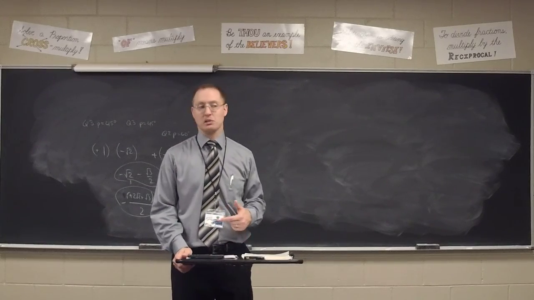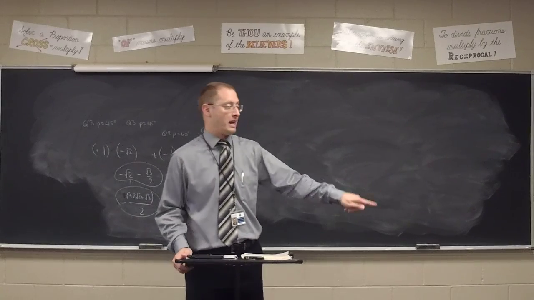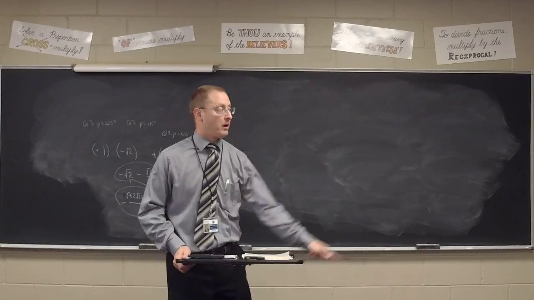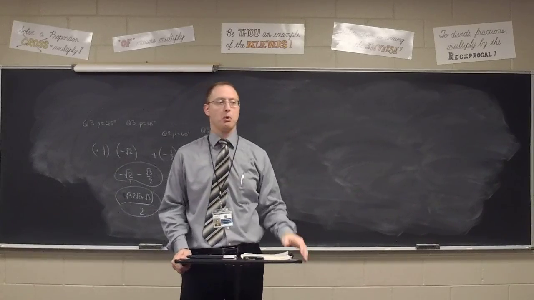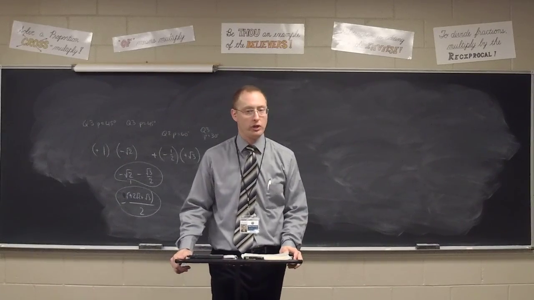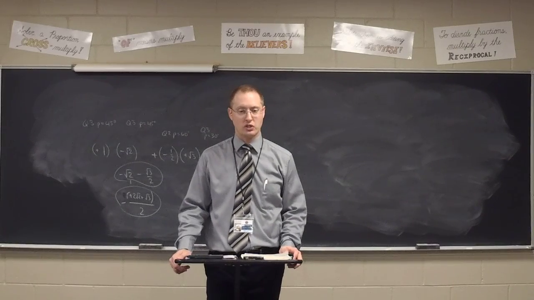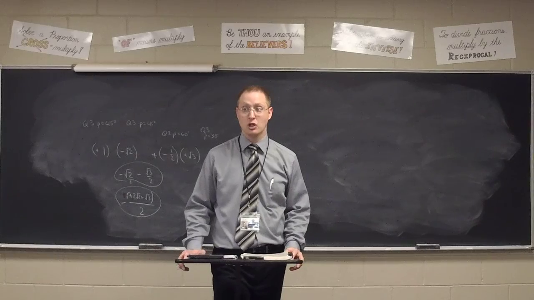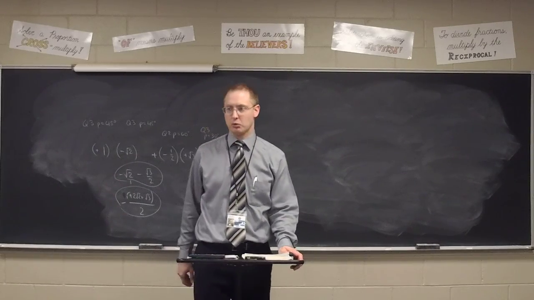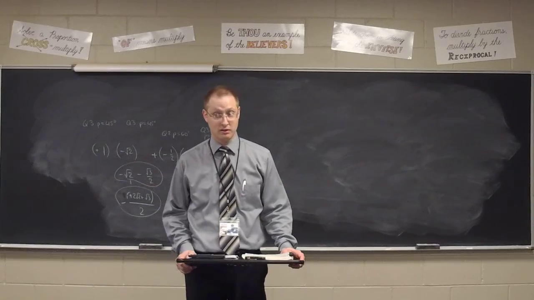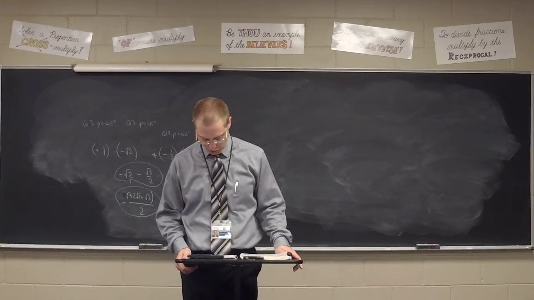And of course, it's possible for multiple angles to share the same ending side, right? One angle could go this far, the other angle could go all the way around and then end at the same point, or an angle could go backwards and end at the same point. Those angles that share the same ending side are called coterminal angles. And of course, to find coterminal angles is really easy. All you do is add or subtract 360 degrees.